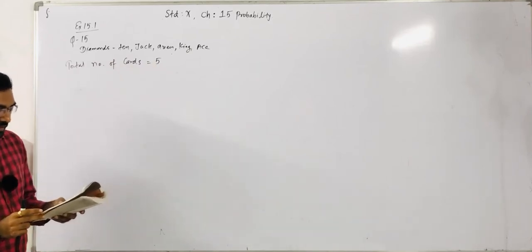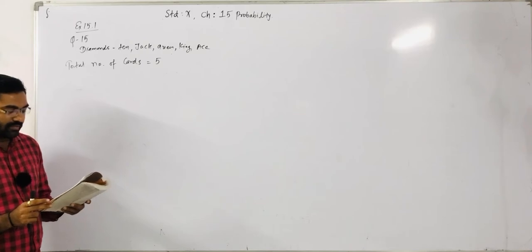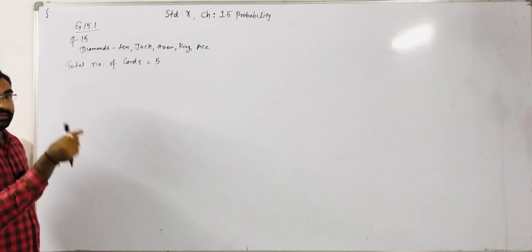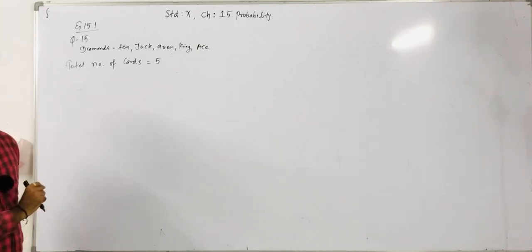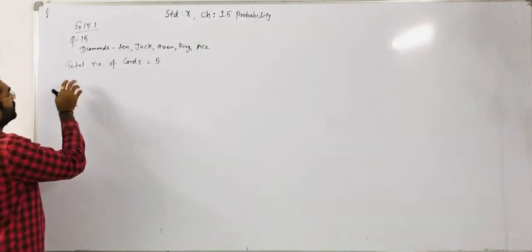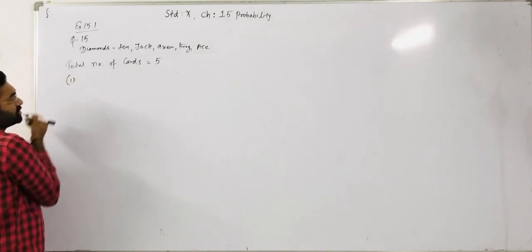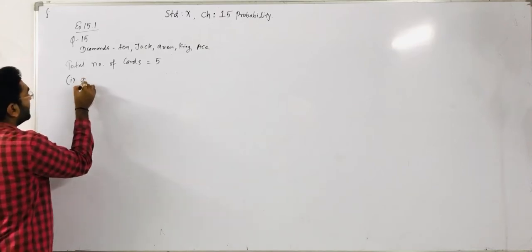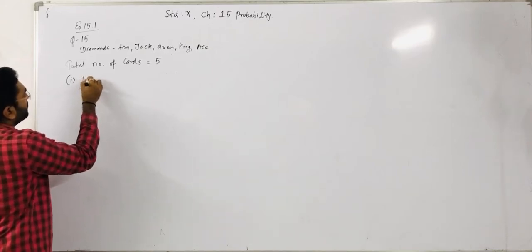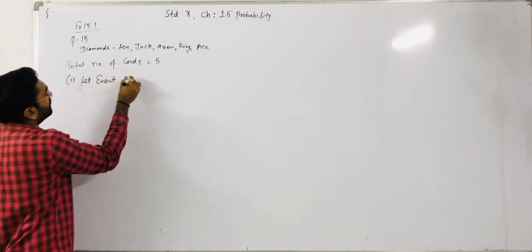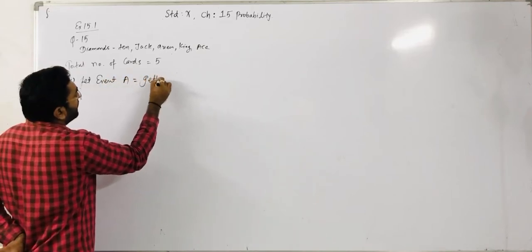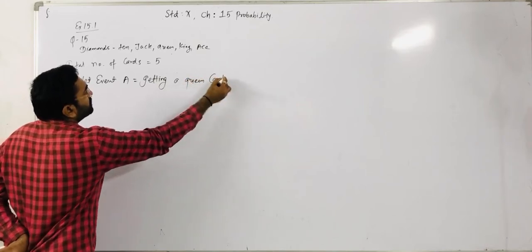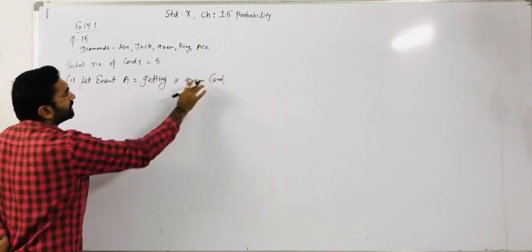First question: what is the probability that the card is the queen? From these 5 cards, if I take one card, what is the probability that it is a queen card? So what we have to do is take an event. In the first question, we have to find the probability of taking a queen card. Let the event A be getting a queen card. So how many favorable outcomes are there for getting a queen card?